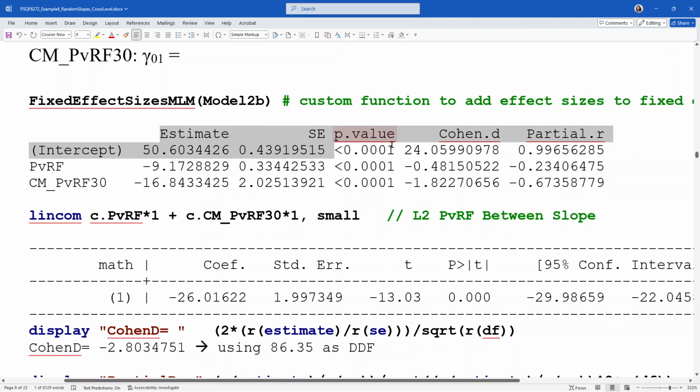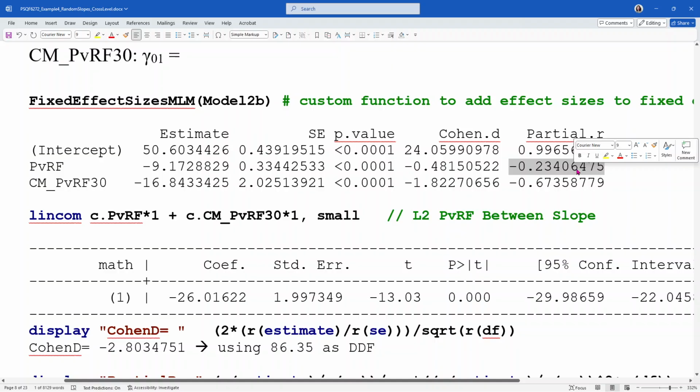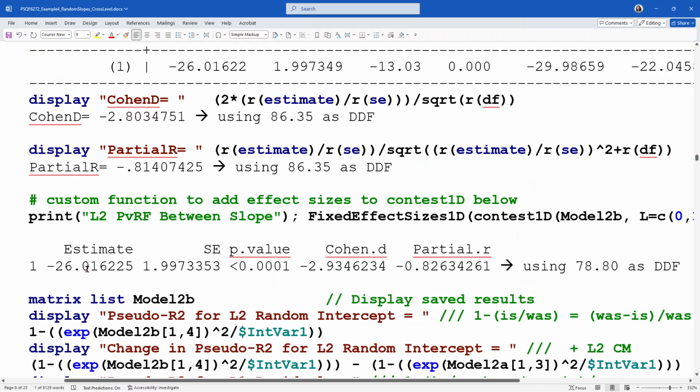So this table is something that would be suitable for reporting in a manuscript. Estimate, standard error and p-value at a minimum, or stars for your p's if you want, and then one or both of these effect sizes. Now these don't make any sense for the intercept. You can remove those. But d's are in standardized mean difference units. R's are in some kind of correlation unit. Take your pick, I don't care. So this is yet a third option in terms of how you can report effect sizes per slope if you want something that's more specific. And I added a function to do that to contest 1D statements as well.